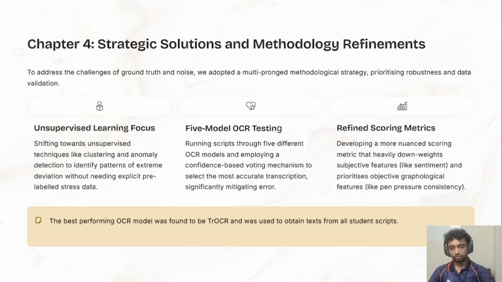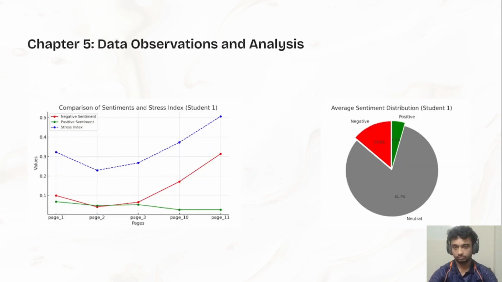So in the end, we use the TrOCR large model to develop the OCR to get the text from the images. So let's now see what we observed and what we learned from the data.